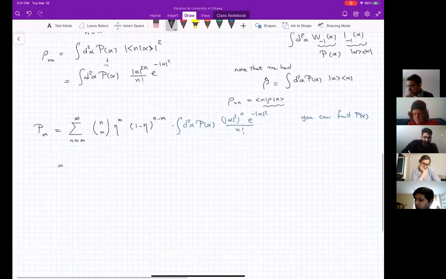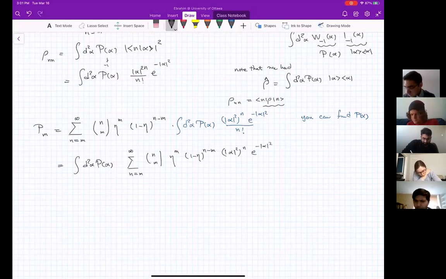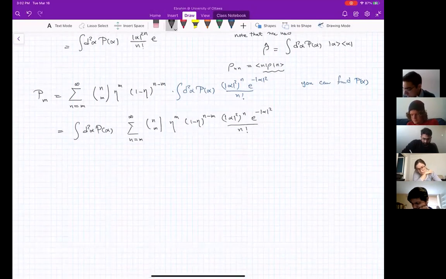We get the integral of d2 alpha P(alpha), summation of n changing from m to infinity, n choose m, eta to the power of m, (1 minus eta) to the power of n minus m, |alpha|^2 to the power of n, e to the power of minus |alpha|^2 divided by n factorial. Now we have to simplify this equation. Let's do that.